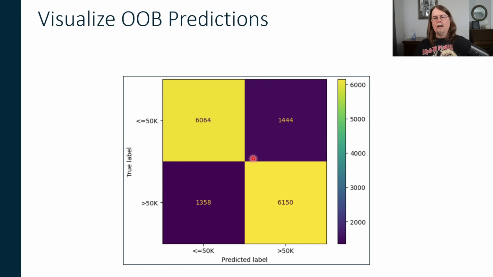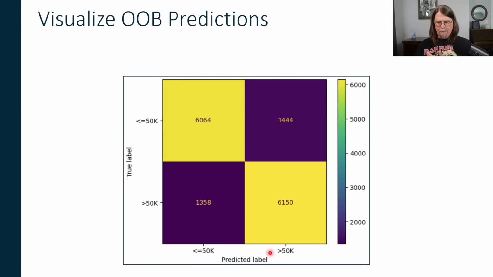So first up, ignore this color band here. This is just trying to tell you in color how many rows of data exist, which is not super useful, to be quite frank. What you really want to pay attention to is along the x-axis here is the predicted label. So this is the label predicted by the forest.